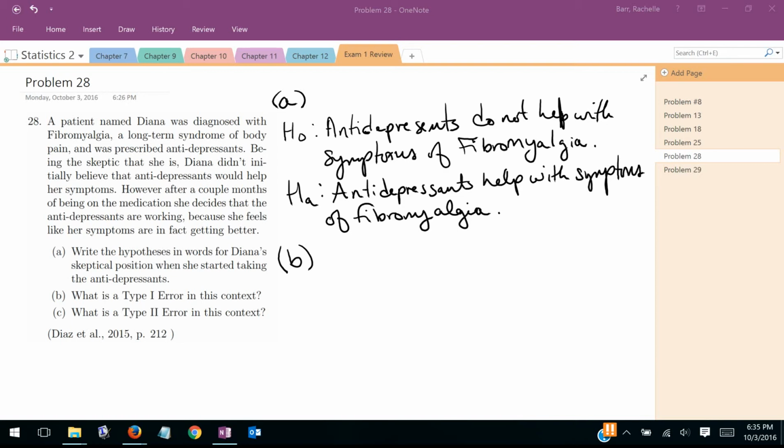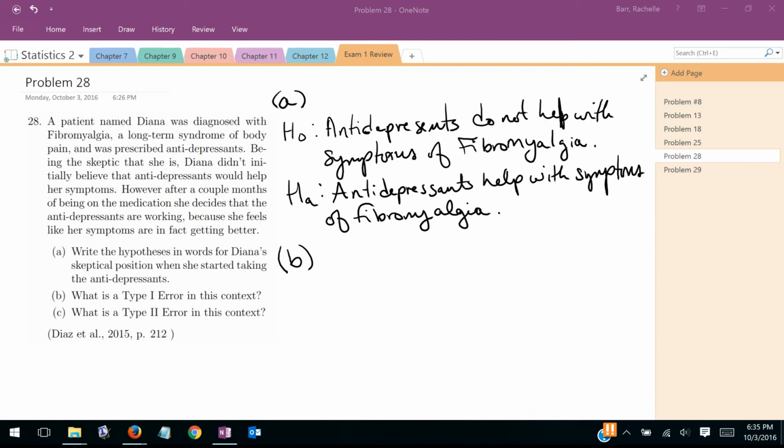So if I was to reject a true null hypothesis, aka I made a type 1 error in this context, then I would be rejecting this idea that the antidepressants do not help with symptoms. So another way you could say that is you would conclude that the antidepressants work for the treatments when they actually don't. You'd be pointing towards the alternative, that they work, when they actually don't.